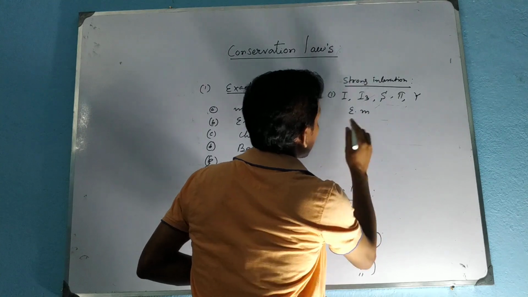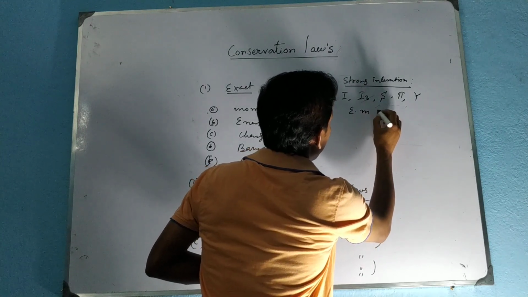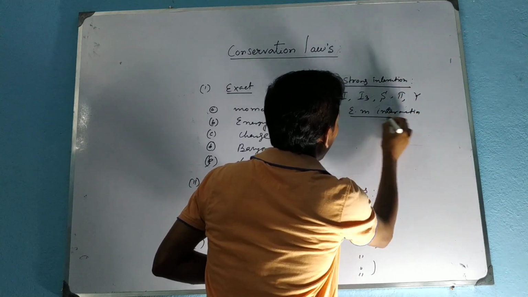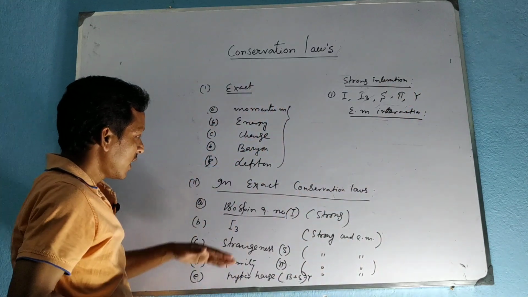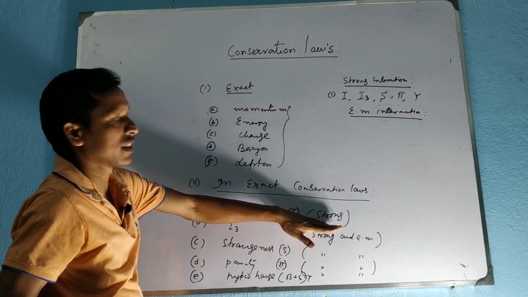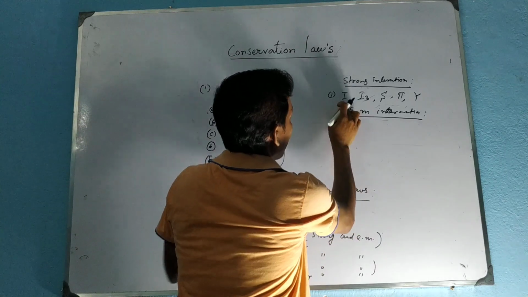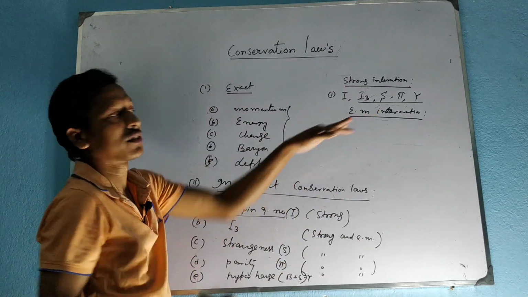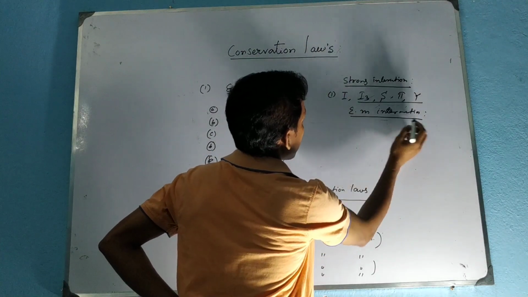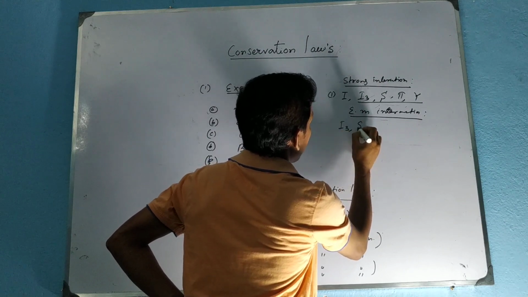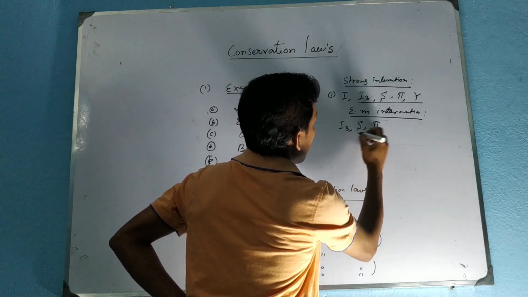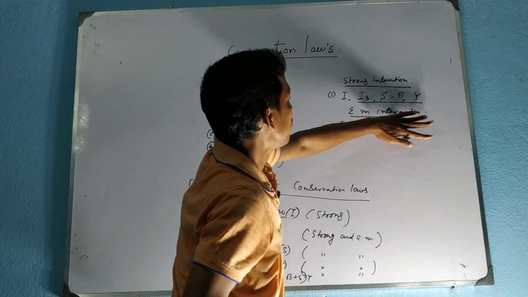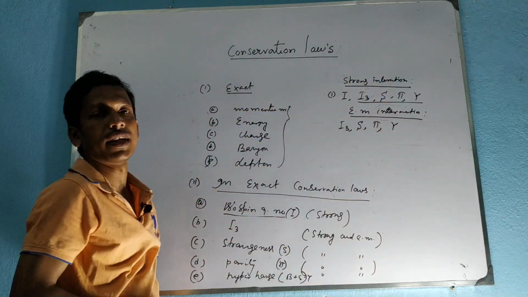Now the conservation laws obeyed in electromagnetic interaction. Only isospin is not conserved in electromagnetic interaction. So except I, all the other conservation laws are conserved in electromagnetic interaction. The conservation laws in electromagnetic interaction are I3, strangeness quantum number, parity quantum number, and hypercharge.